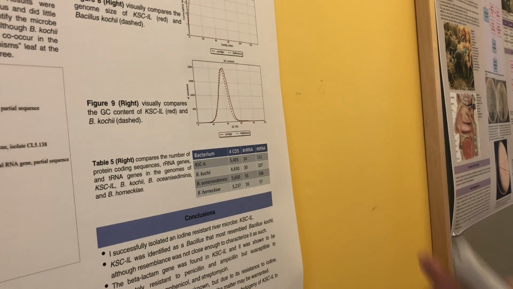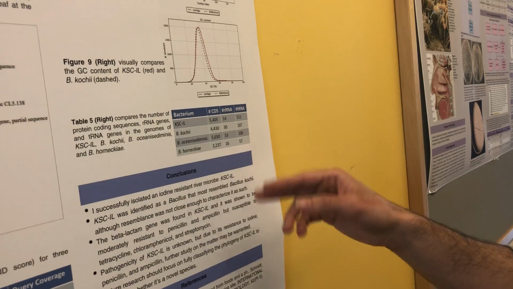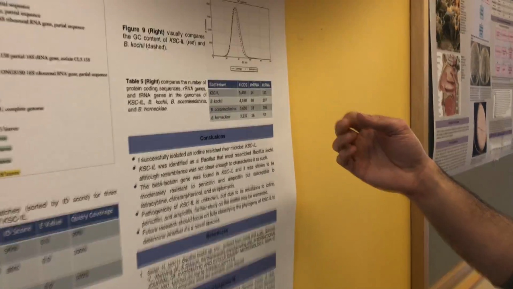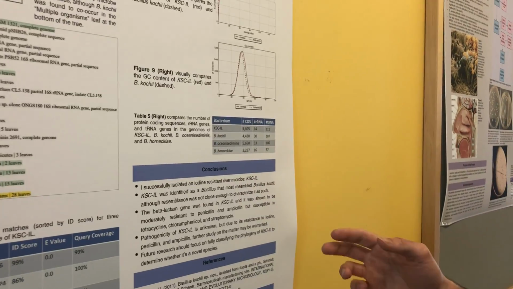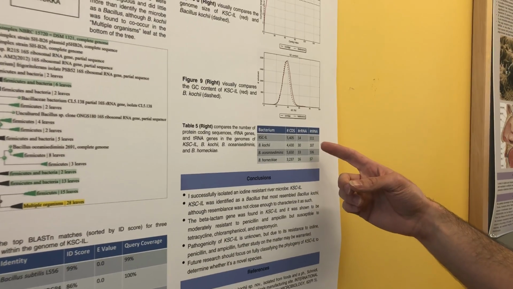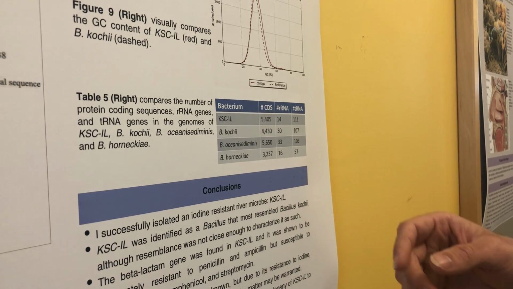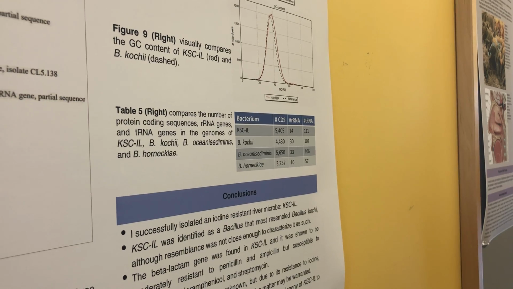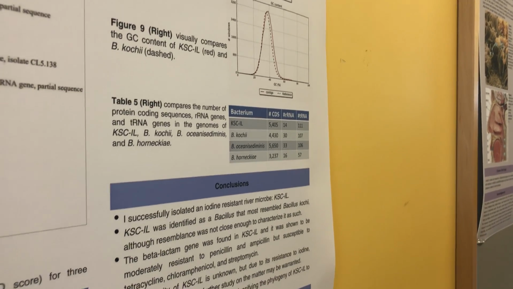Then I also compared the number of protein coding sequences as well as the number of rRNA genes and tRNA genes of my microbe with these same 3 microbes. I found that, again, it was fairly different. Oceanis, again, was the closest in terms of protein coding sequences. But if you look at the rRNA, it's pretty different. Oceanis has almost or more than twice as many rRNA coding genes as my bacterium, even though tRNA genes are still fairly close. There's only a discrepancy of 5.